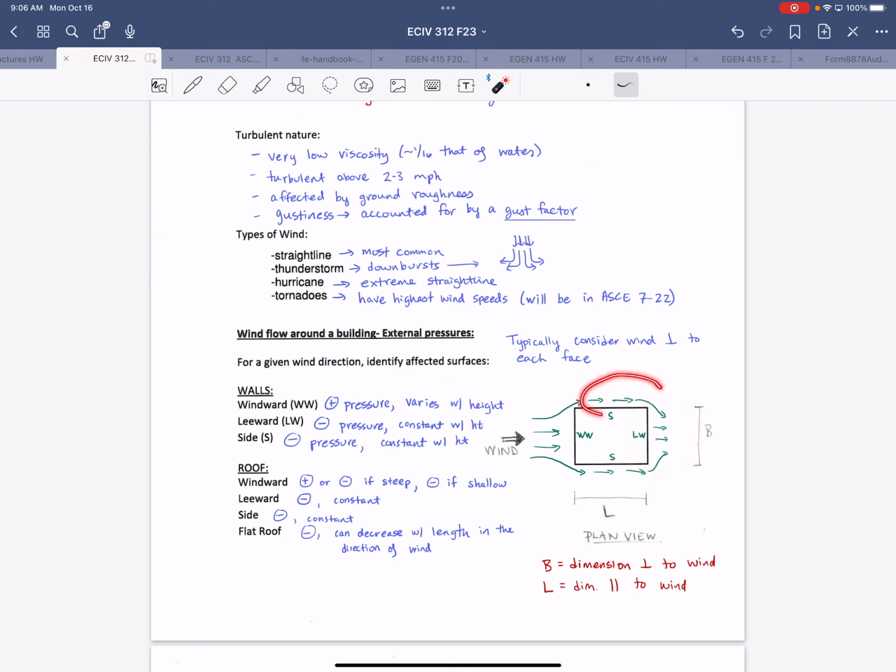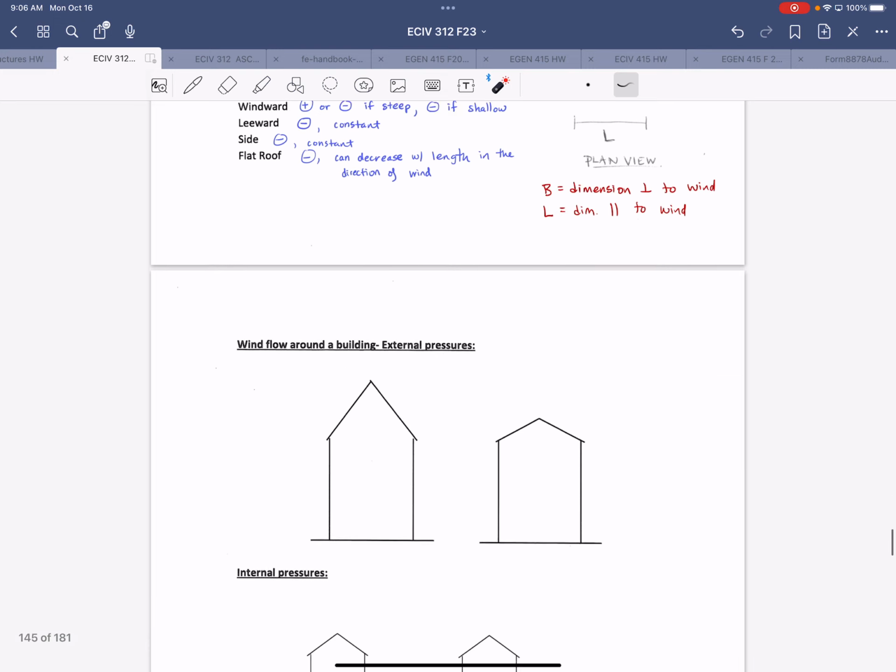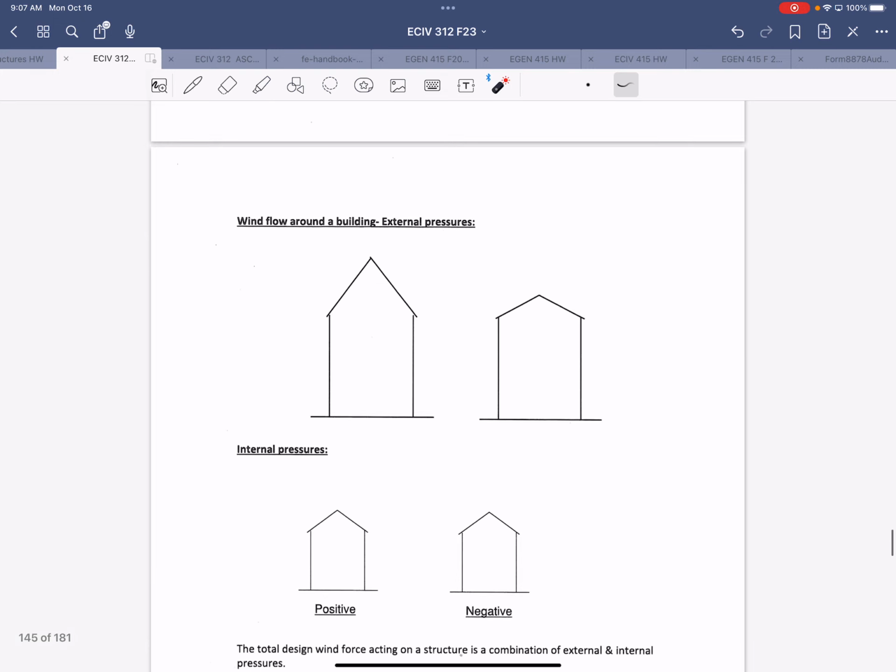And for design purposes, we assume that those side and leeward walls have a pressure distribution that is constant with height, whereas the windward wall, we assume that it will increase with height. And so that's what we're going to look at on the next page, is the variation with respect to elevation. And then we're also going to talk about the internal pressures that you need to consider for building.